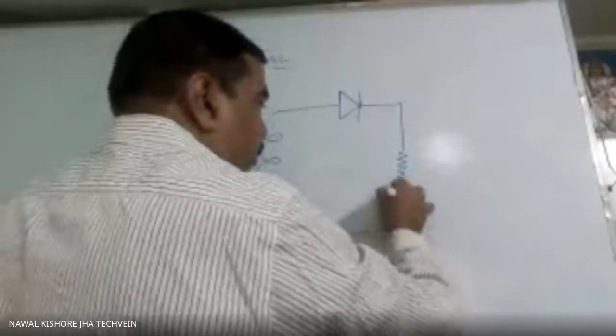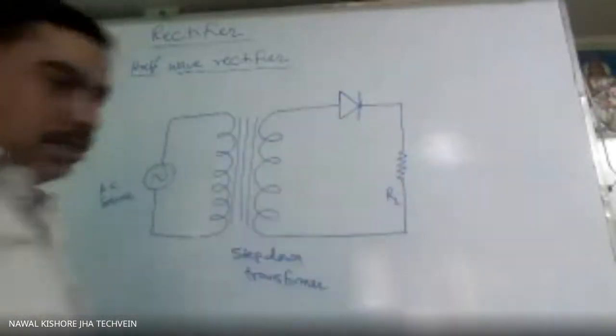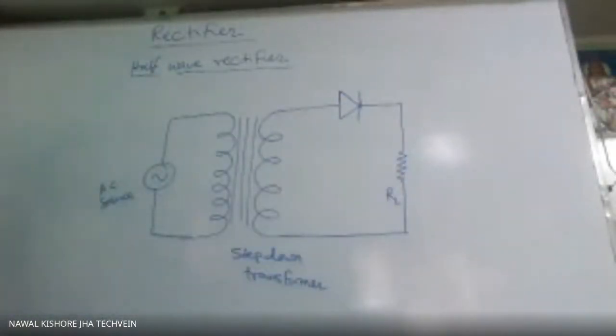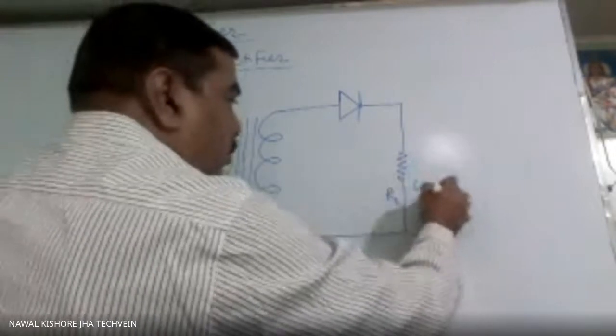And here is the load. Load means, suppose we want to charge the mobile, so the mobile is connected here. That is the load meaning. So this is the circuit of a half wave rectifier. Very simple circuit. So this we call load resistance, or load simply.